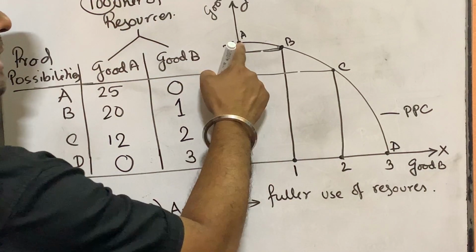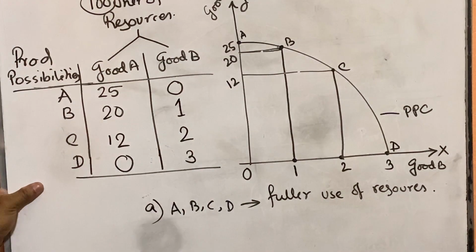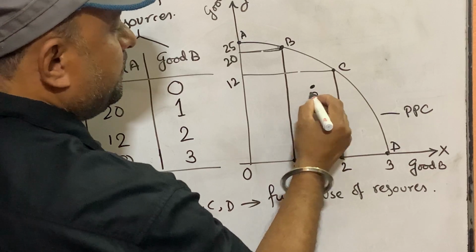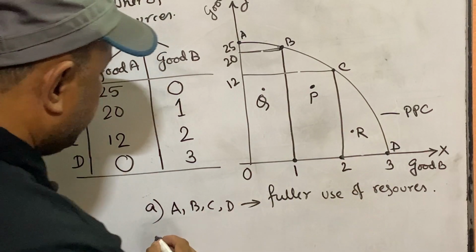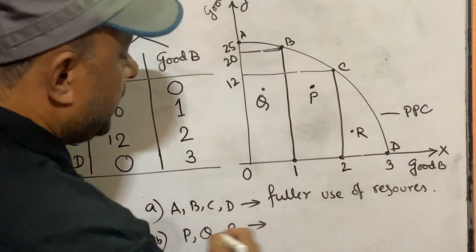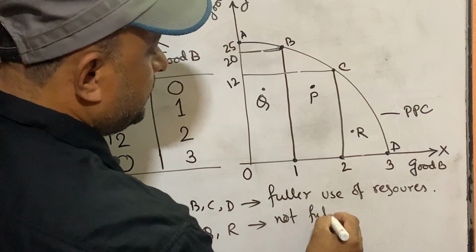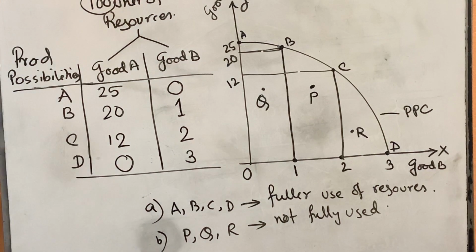Okay, points on the PPC indicate resources are fully utilized. Now if the economy is producing inside the PPC, suppose at points P, Q, R, what does it indicate? Points P, Q, R indicate that resources are not fully utilized. Some of the resources are underutilized.